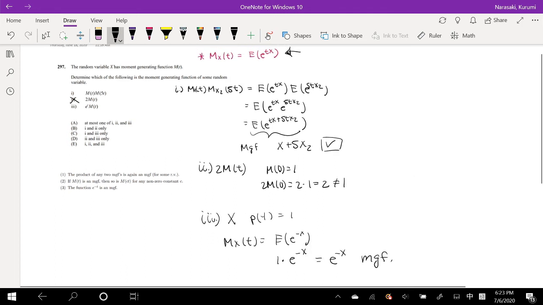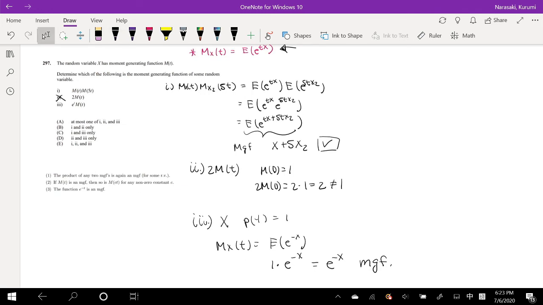So because of that, we know that the MGF times an MGF is still an MGF, as demonstrated by question 1, or answer choice 1. So we know that 1 and 3 are both correct.